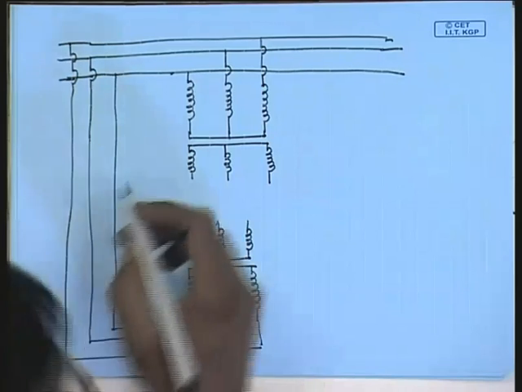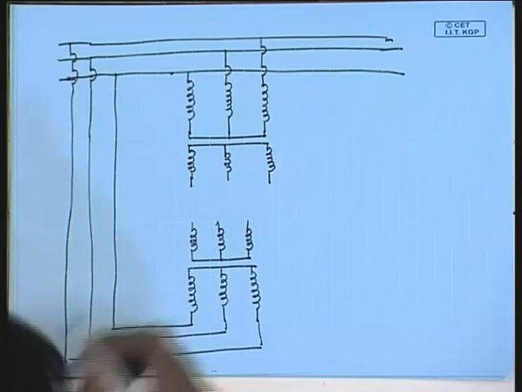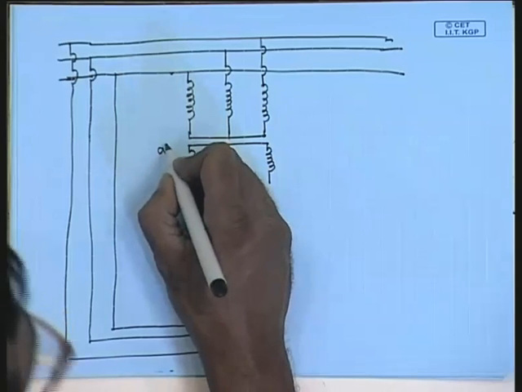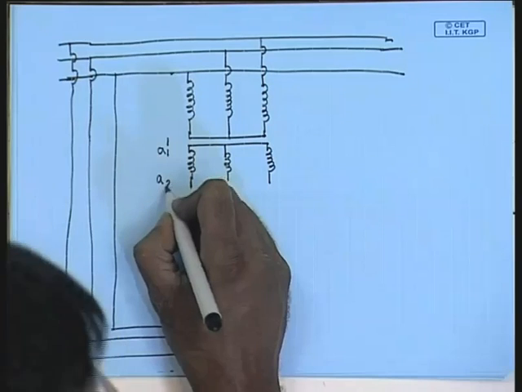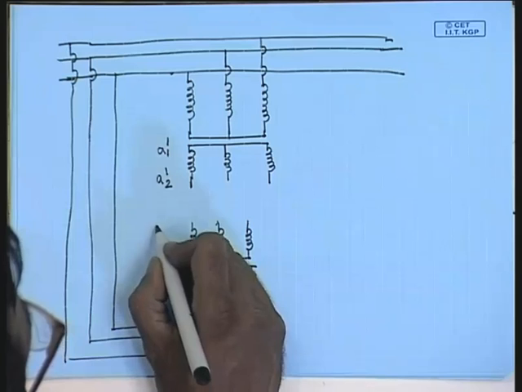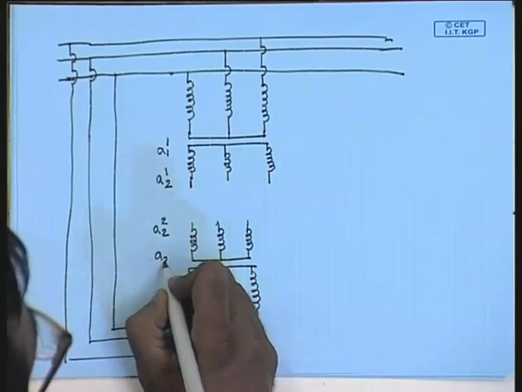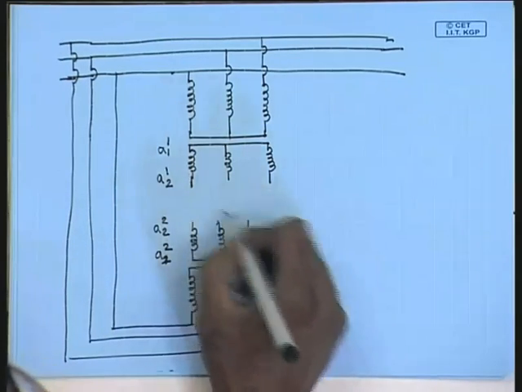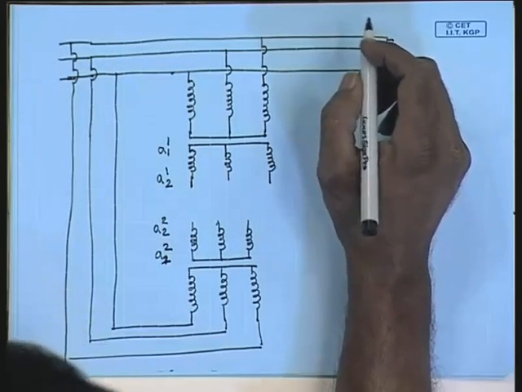So, if this is the A1 terminal of transformer 1 and this is the A2 terminal of transformer 1, then this should be the A2 terminal of transformer 2 and this should be the A1 terminal of transformer 2. So, if you connect them in series, the voltages will oppose each other.